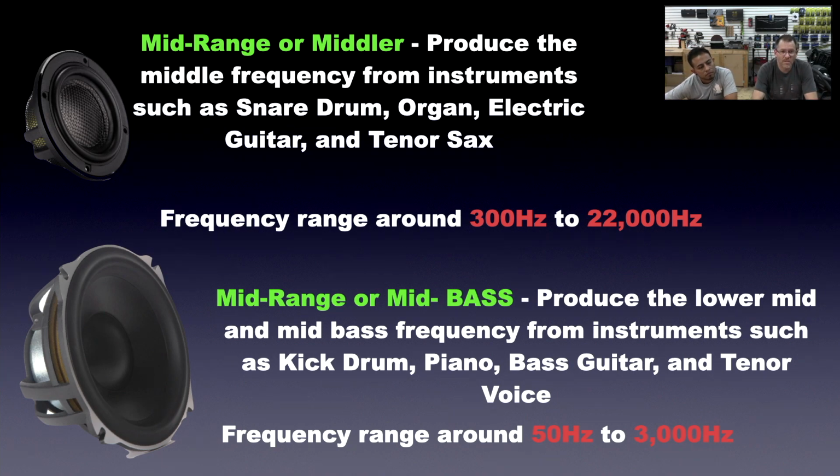Mid-range / mid-bass produce the lower mid and mid-bass frequencies from instruments such as kick drums, pianos, bass guitars, tenor voice. Frequency range could be anywhere between 50 hertz to 3,000 hertz or higher.